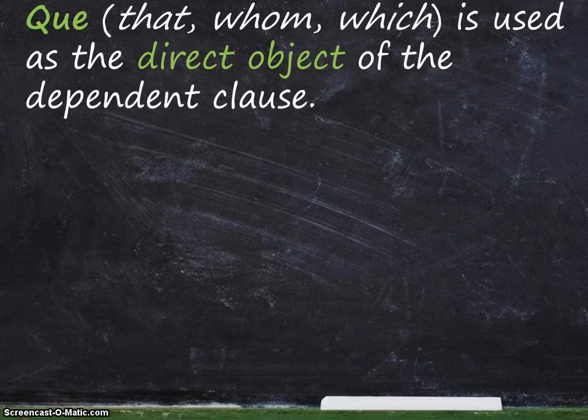Okay. Now, que, meaning that, whom, or which, is used usually as a direct object in the dependent clause. Very important. Whenever you have the first clause and the second clause, if in the second sentence the repeated word is a direct object, you have to replace the repeating noun with que.